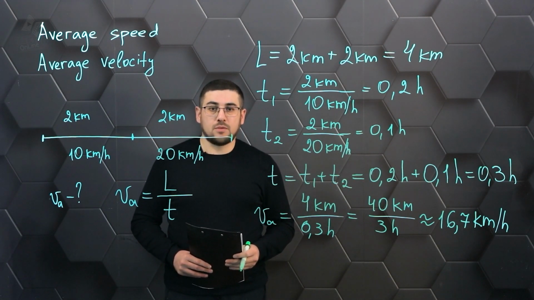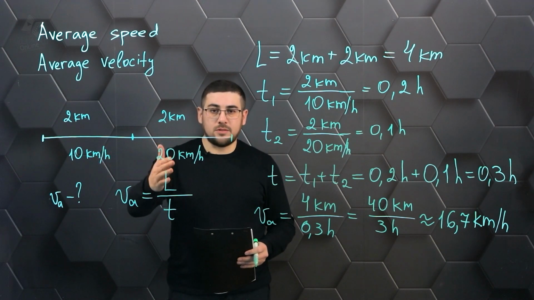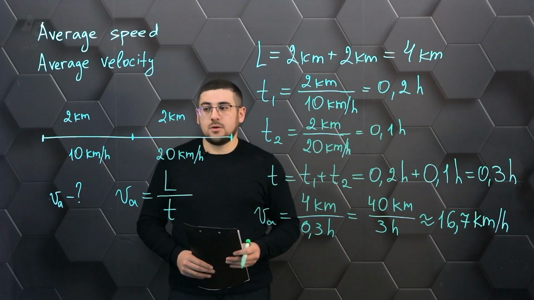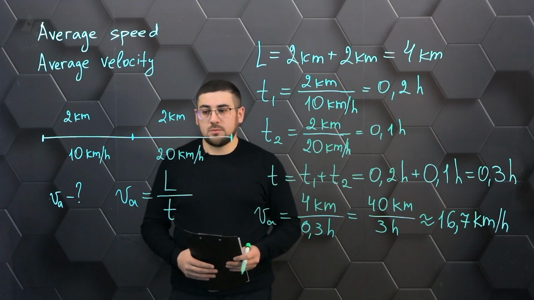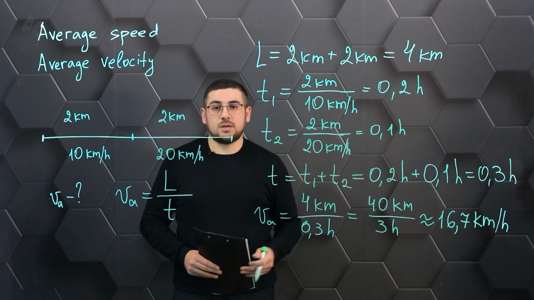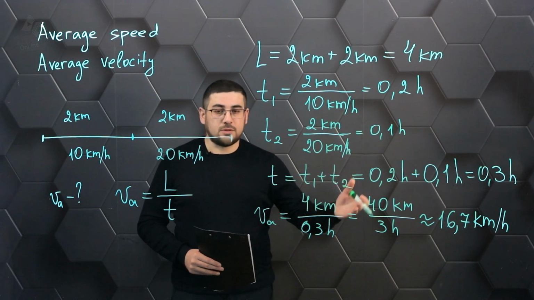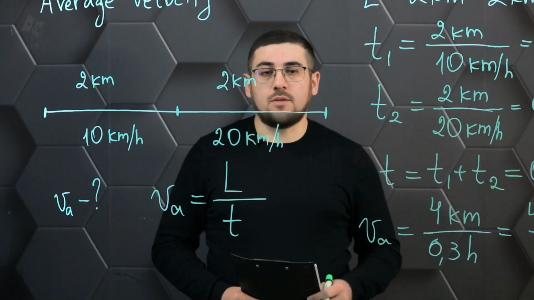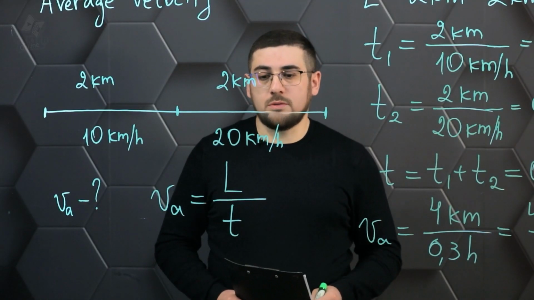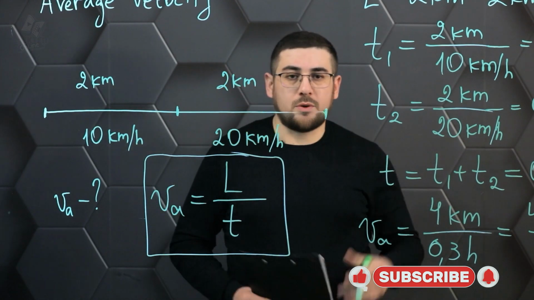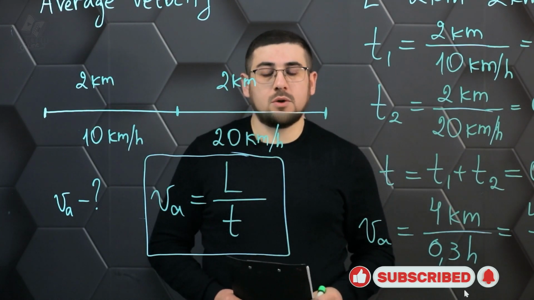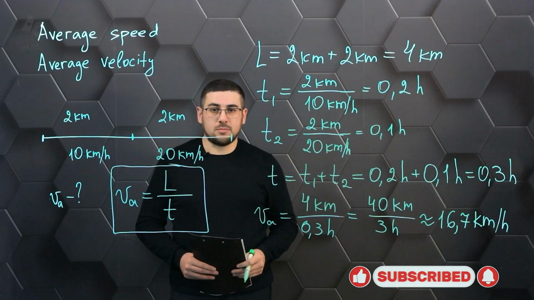Often this problem can begin to be solved by calculating the arithmetic mean of these two speeds. As you and I understand, the arithmetic mean will give a value of 15 kilometers per hour. And naturally, this value did not coincide with our answer, because when we solve the problem, we must follow this very formula. Therefore, in practice, always start with this formula and apply it in solving such problems.